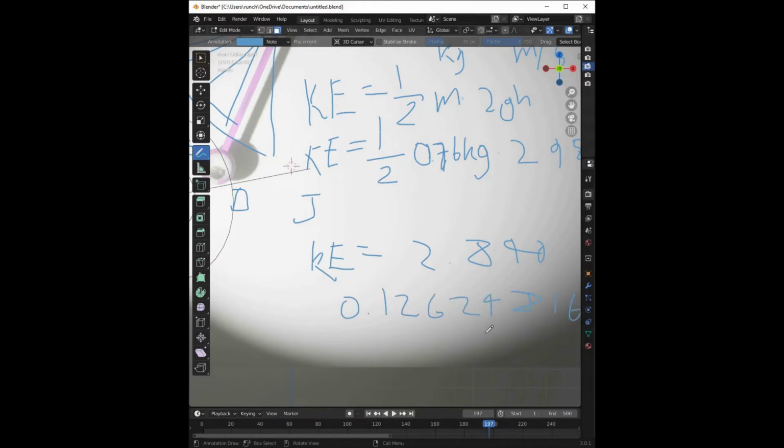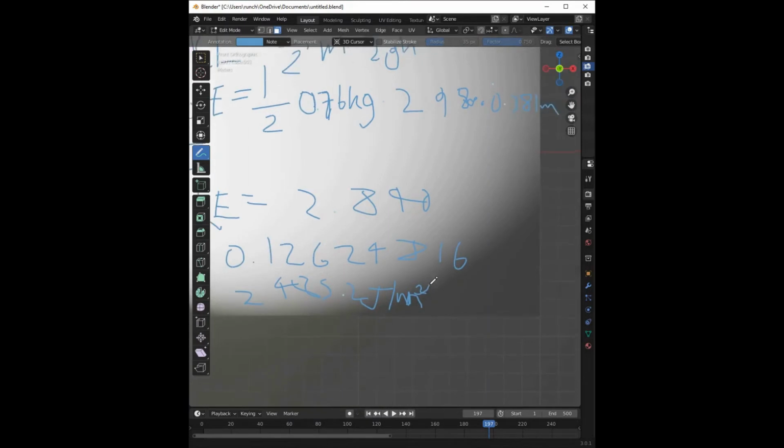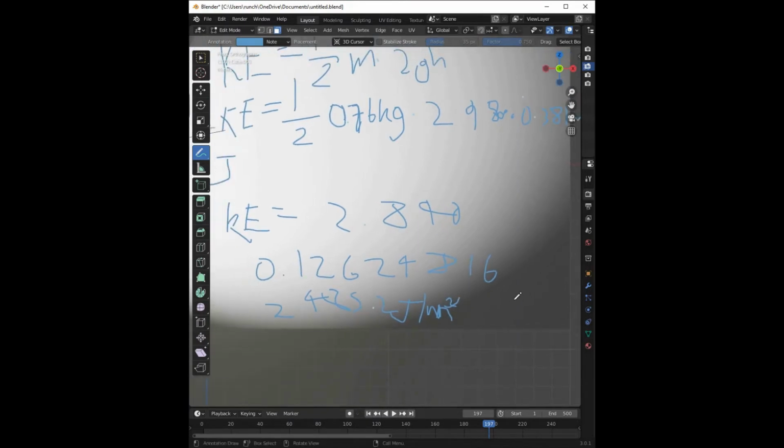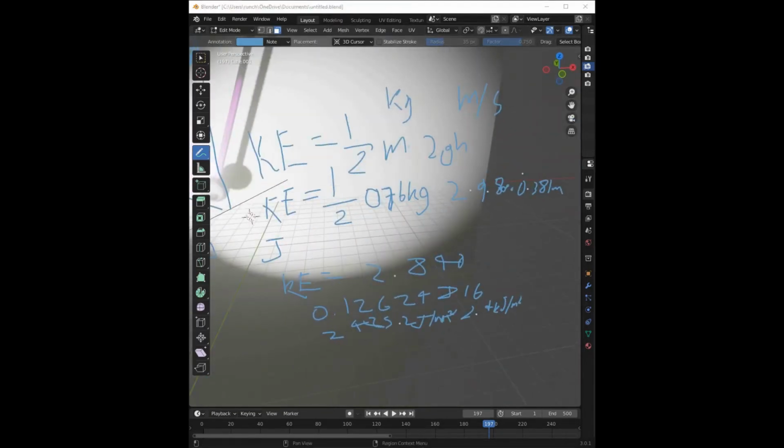For example, the Eastman amorphous polymer absorbed 0.12624816 joules, and after I divide it, I get a lot more joules than not even a joule. So after I divide it, I get 2485.2 joules per meter squared. And then you can simplify this into kilojoules, where a kilojoule is 1,000 joules.